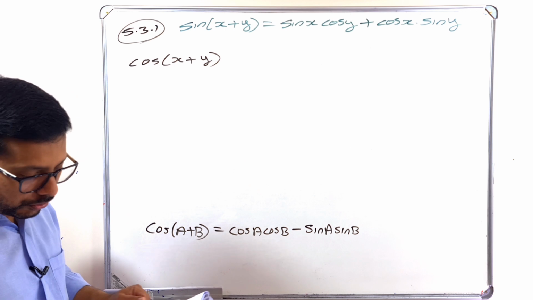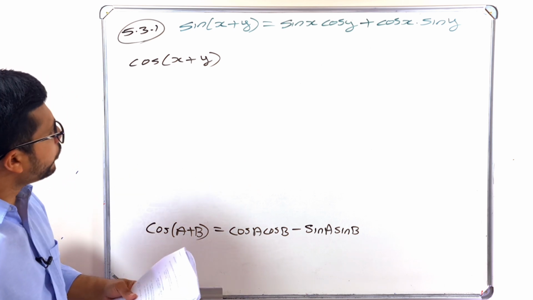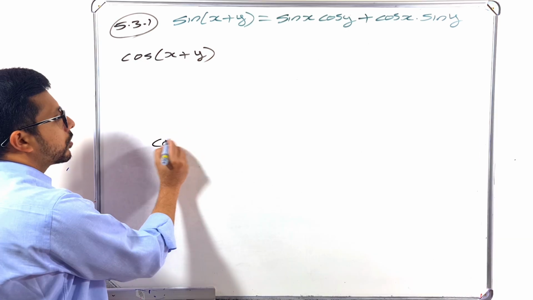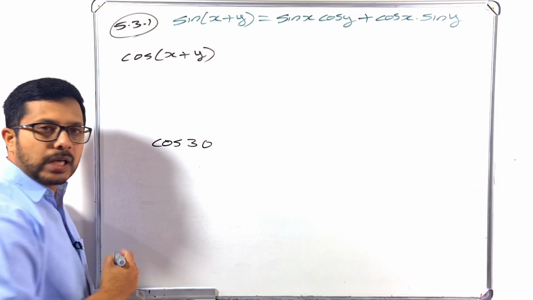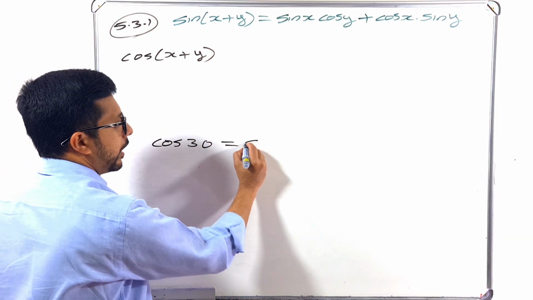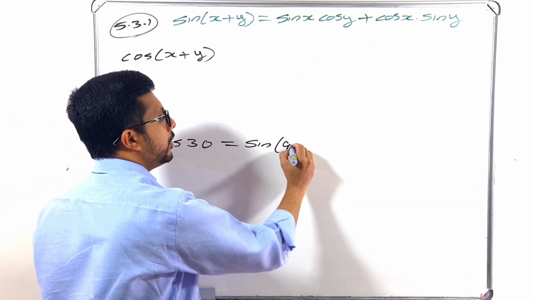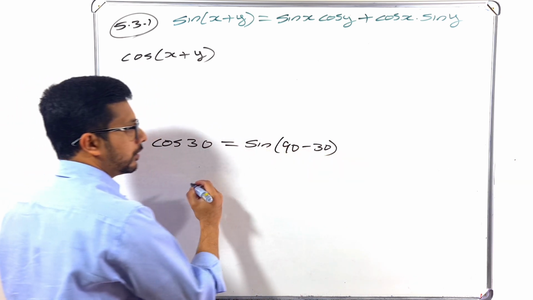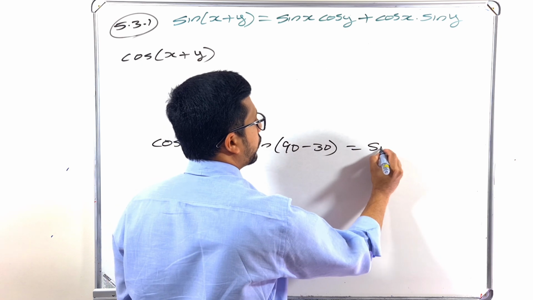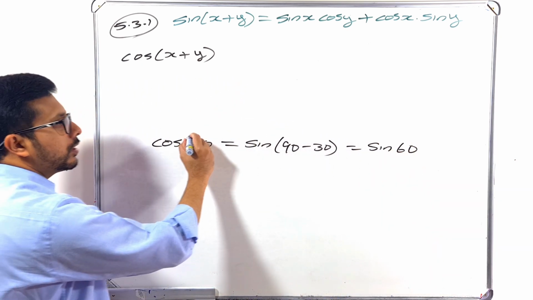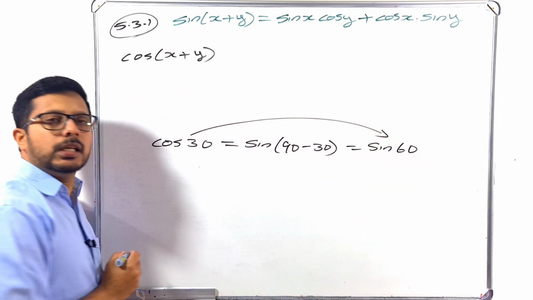So what you have to do here is, it's like a theorem. For example, cos 30, how can I write it in terms of sine? That is sine of 90 minus 30, which is sine 60. So cos 30 is the same as sine 60.